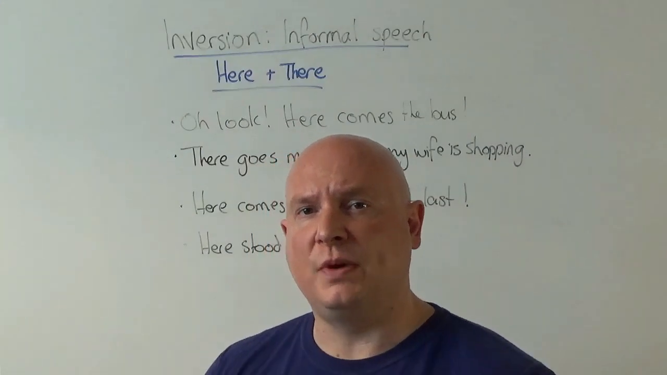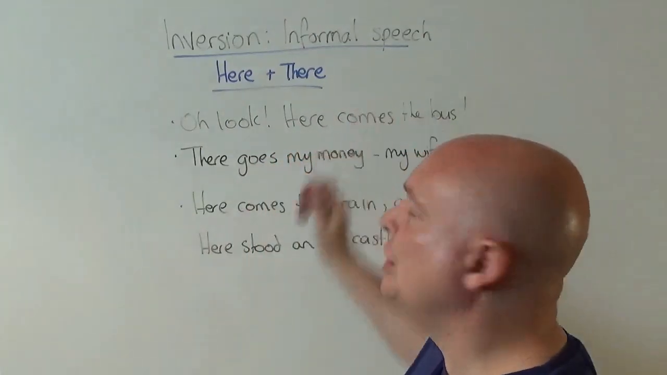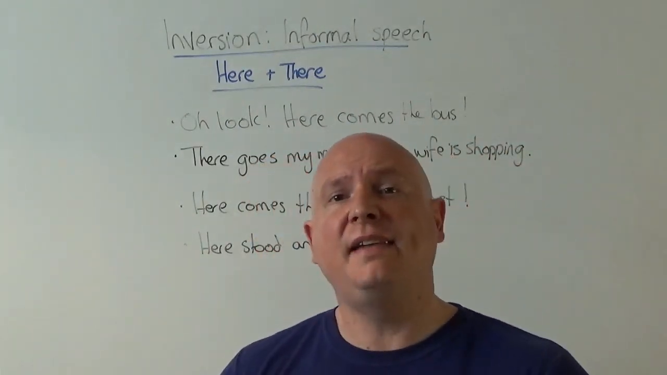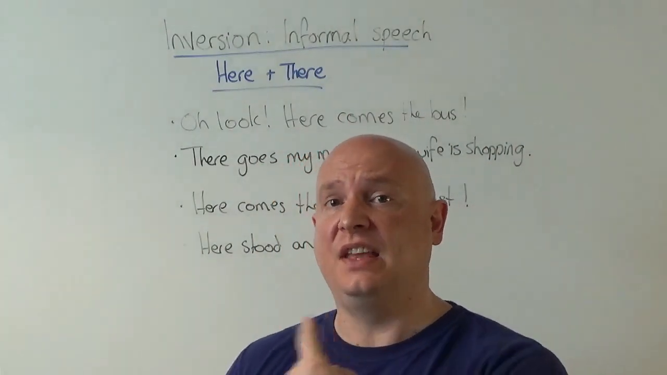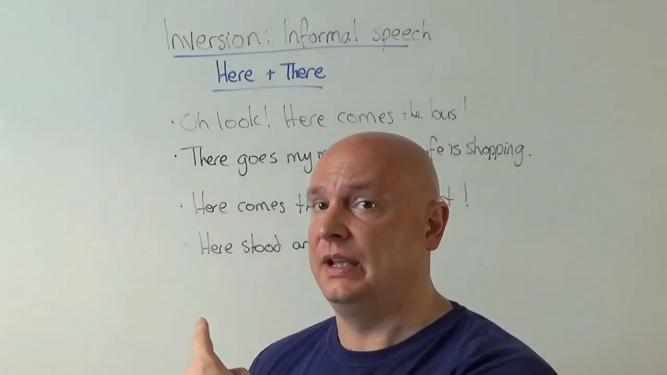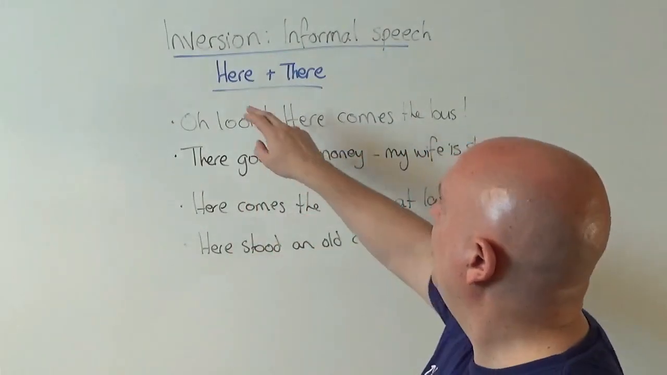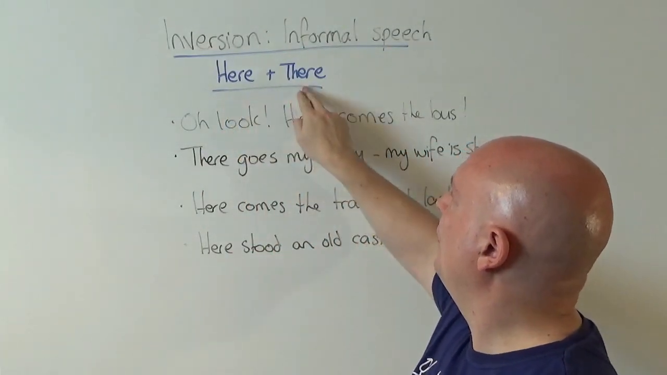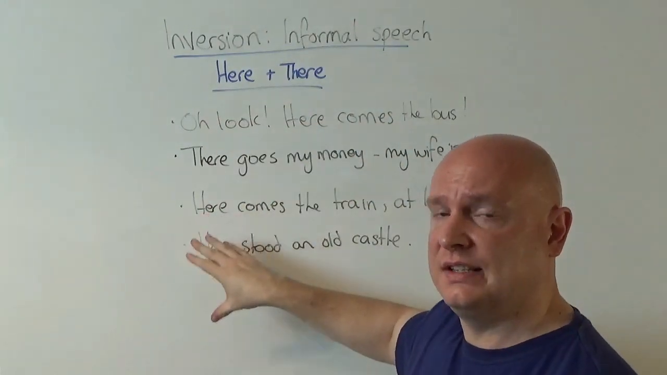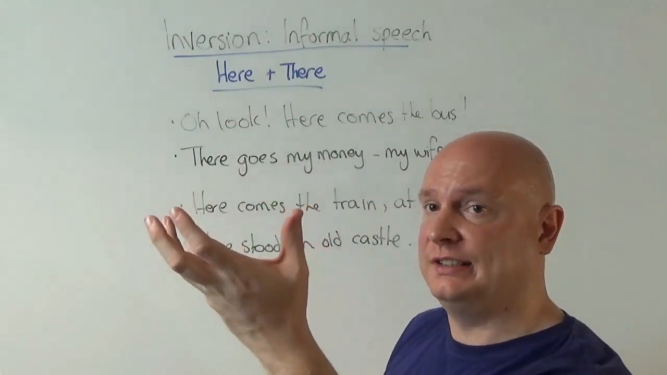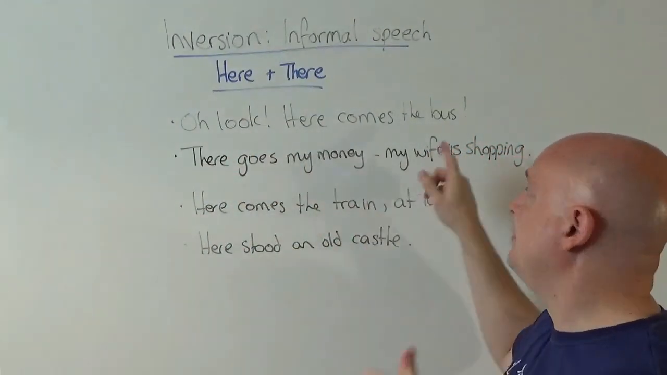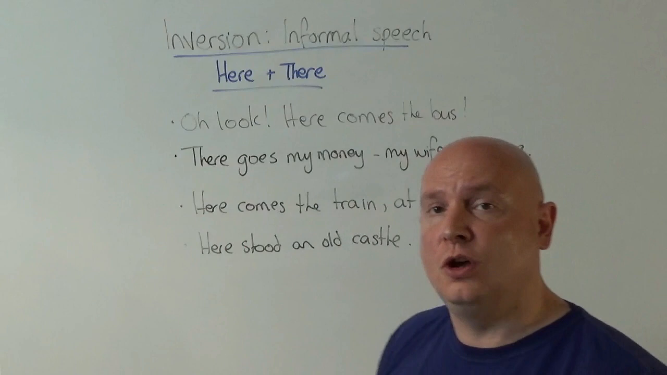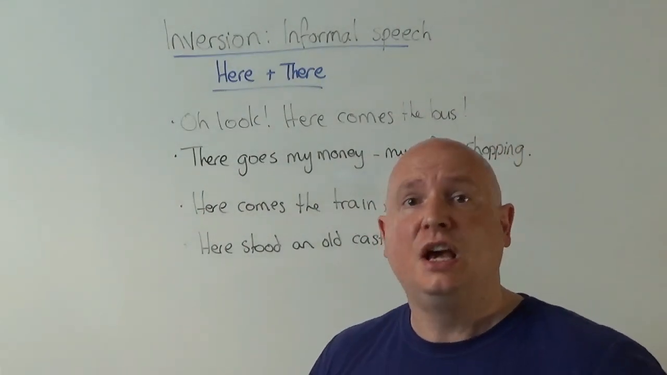So my friends, here we are, and we have inversion. Finally, informal speech. Inversion we can use in our spoken English, and this is very, very common indeed. When we have here or there at the beginning of our sentences, we can invert. For example, oh look, here comes the bus. Now I can say, oh look, the bus is coming. I can say that, no problem.